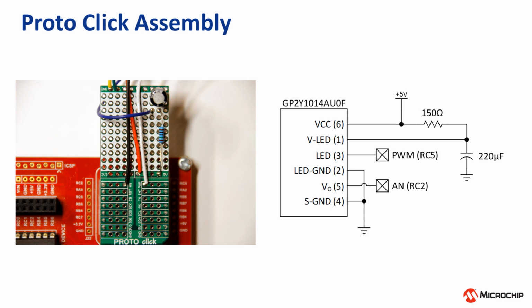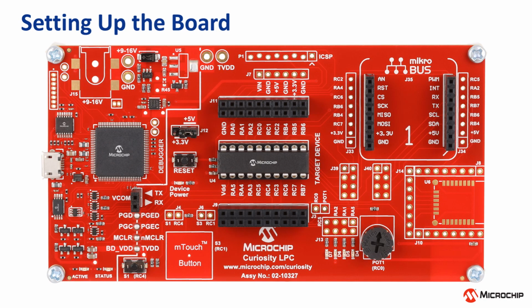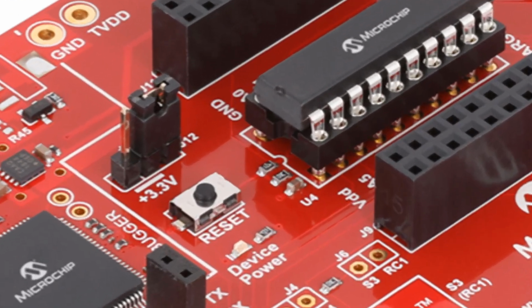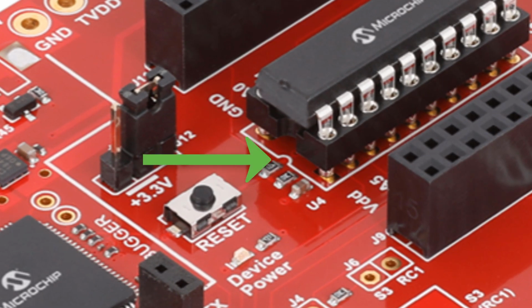Next, assemble the following circuit on your ProtoClick. This is what our implemented version looks like, but yours may look different. Next, with the power off, insert the PIC16F18146 in the DIP socket of the Curiosity Evaluation Board. Pay attention to line up pin 1 with the identifier on the board.